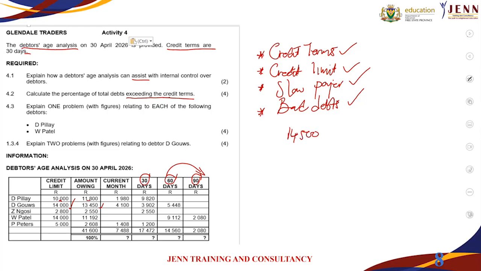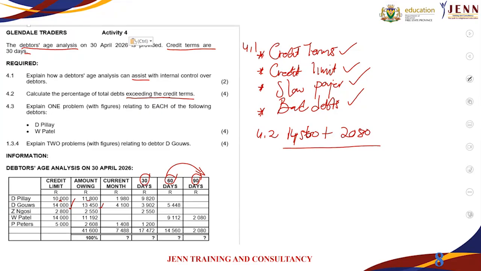14,500. That will be our 4.2. This is 4.1. And then plus in 90 days, we still have, oh, that is 14,560. And then in 90 days, we have 2,080. So meaning this is the amount of money that we get that is beyond the credit terms.